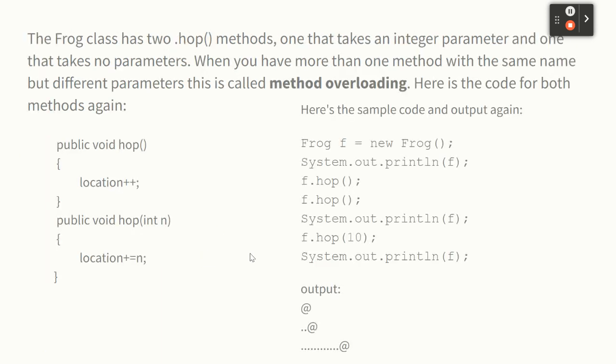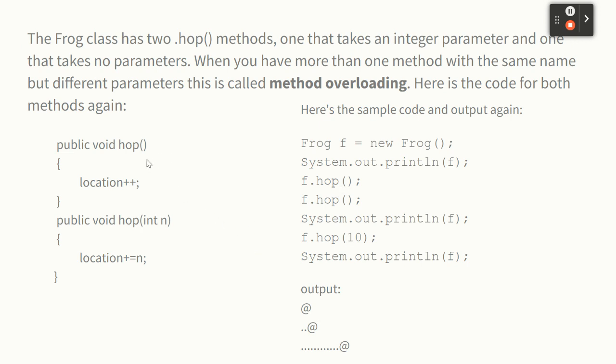Okay, so I mentioned the frog class has two hop methods, one that takes an integer and one that takes nothing. And this is just like the constructors. When you have more than one method with the same name, but they have different signatures, it's called method overloading. And again, it's not overloading like, oh, I'm feeling so overloaded, like a bad thing. It just tells you, oh, we have more than one method with the same name, but they do different things. And they have different signatures. They take different parameters.